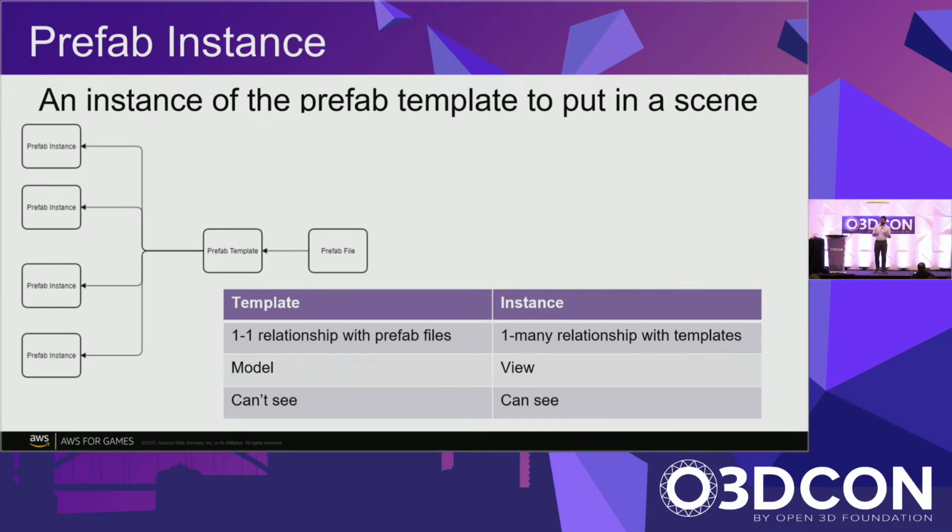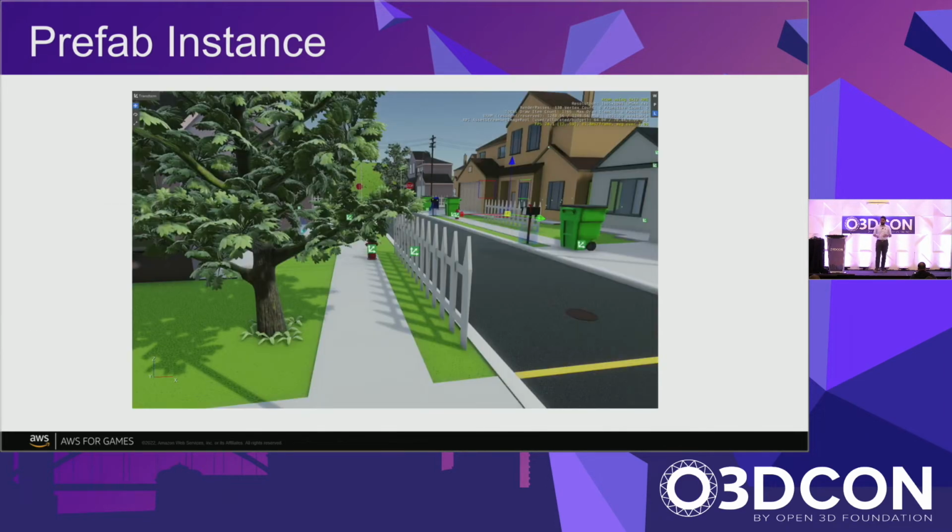A template has a one-to-one relationship with a prefab file, whereas an instance has a one-to-many relationship with a prefab template. And if you're familiar with the model view controller design pattern, you can almost think of the template as the model that represents the data, and the instance as the view of the model. And in the editor, a template is an in-memory object, so you cannot see the template when you open the editor, but instances are the things that you can see and you can create, you can destroy. Basically, you can do CRUD operations on them.